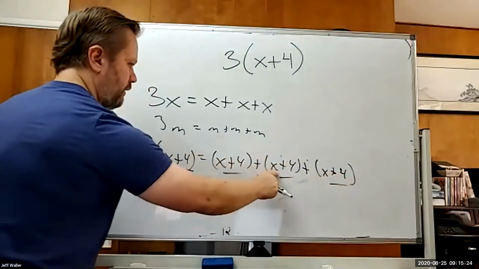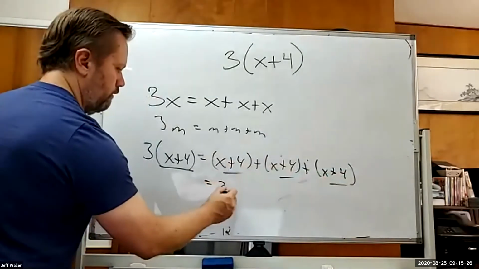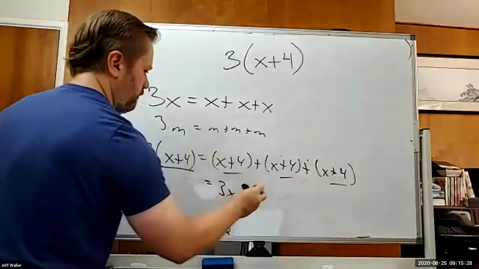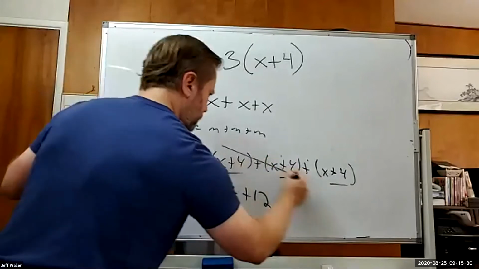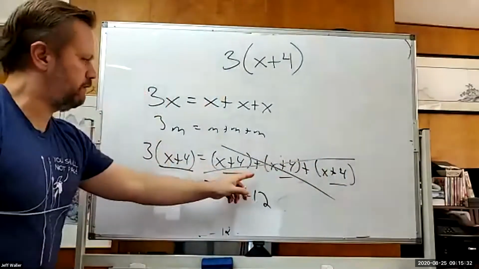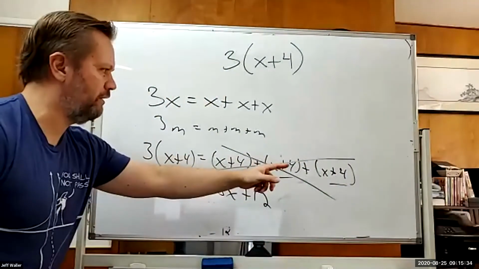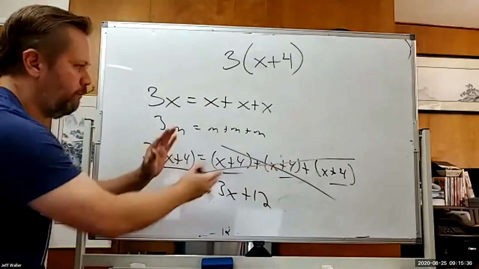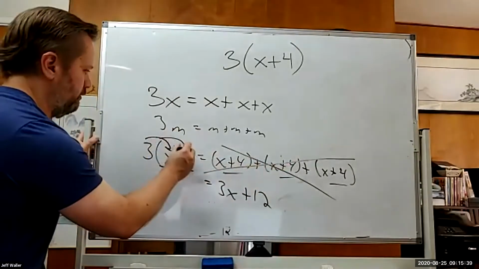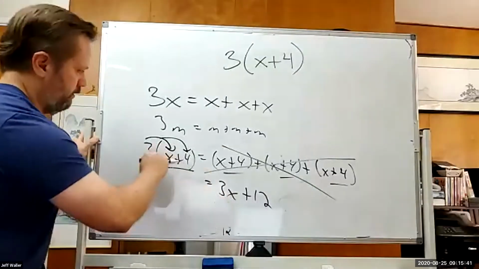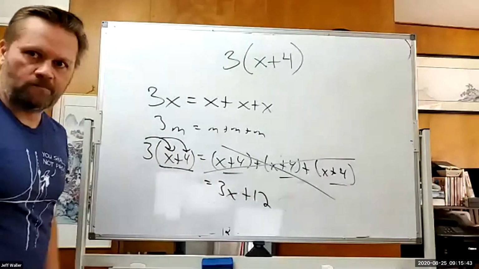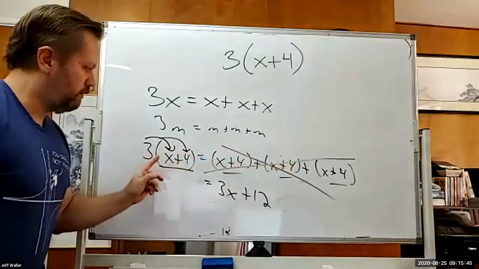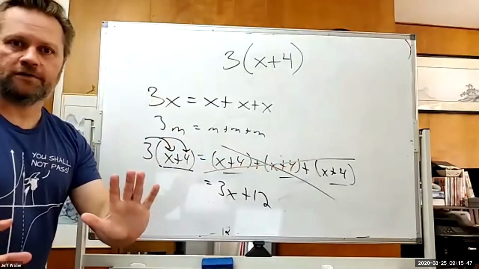So what's X plus X plus X? 3X. And what's 4 plus 4 plus 4? 12. Of course, I always get at least one student that's like, why is he doing all this? Why doesn't he just distribute? Well, I'm proving distribution works. 3 times X, 3 times 4. This is why the distributive property works.